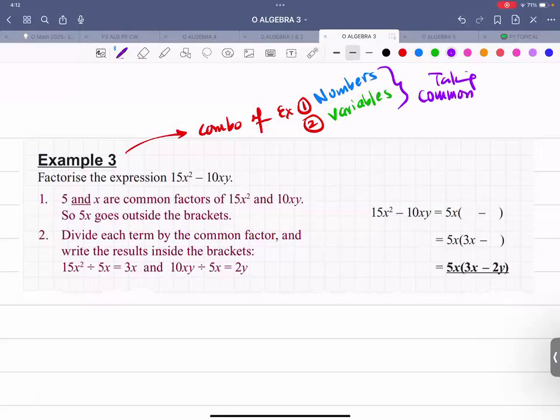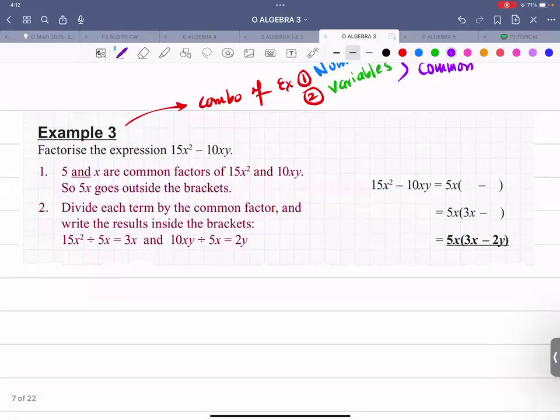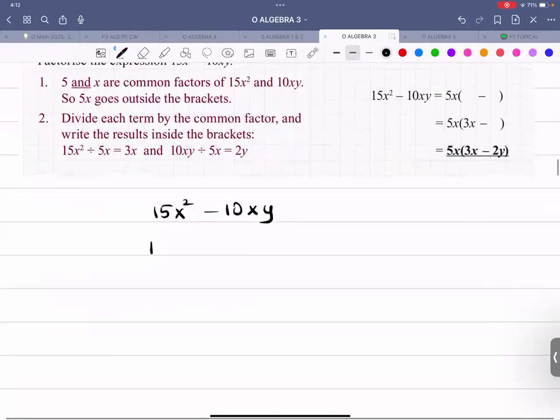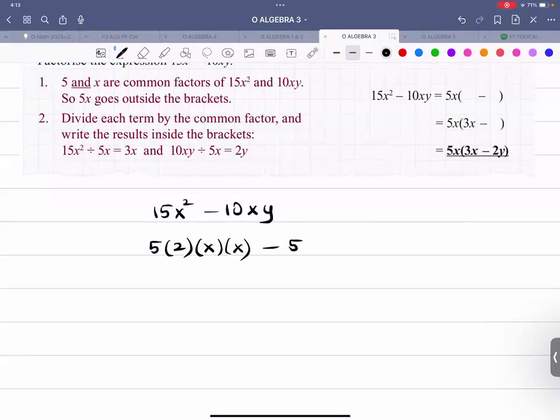Now let me just have a look. Okay, that's all good. Factorize 15x square minus 10xy. If I write 15 as 5 into 3 and 10 as 5 into 2, this is x, this is y. 5 3s are 15, 5 2s are 10.